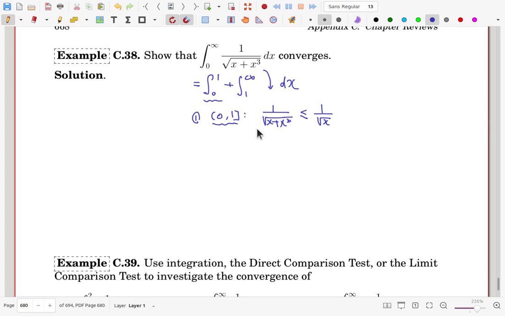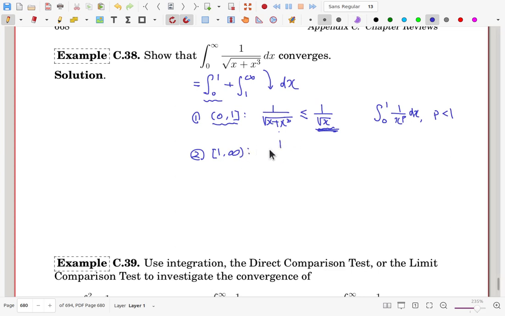Now, integral over 0 to 1, but we already know that the integral from 0 to 1 of 1 over x to the p dx converges when p is less than 1. For this case, p is half, so the integral of that one is convergent. Okay. Now secondly, here we are considering from 1 to infinity.